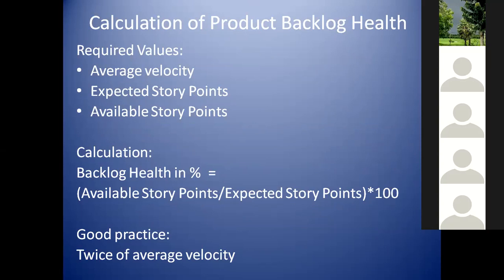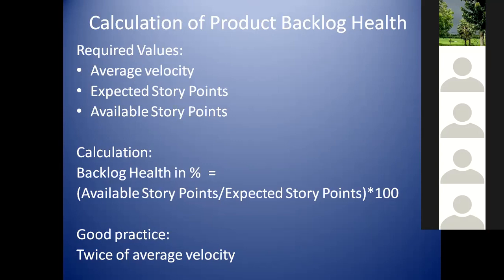When we say available story points, these are the story points available in the product backlog, which are refined stories. How to calculate the health? Health is nothing but available story points divided by expected story points, times 100, which gives a percentage. That's why it is times 100. How to set that value?